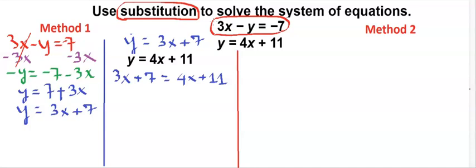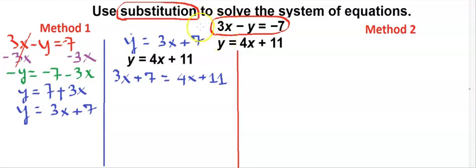Like I said, it doesn't matter which term you want to approach first. Your goal here is to get what alone? Get the x alone, okay? So you can either bring the 3x over to the right, or you can bring the 4x to the left, or you can bring the 7 to the right, or you can bring 11 to the left.